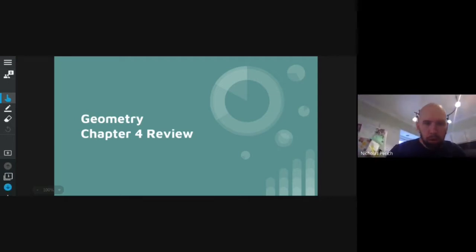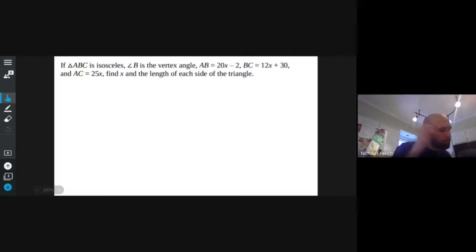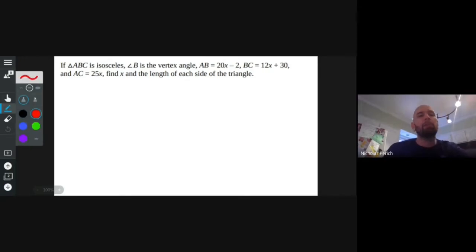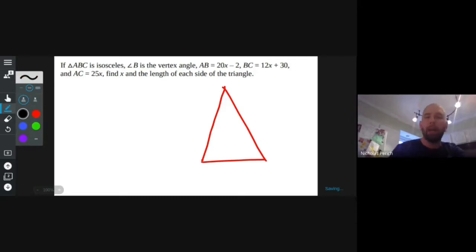Geometry chapter 4 review. ABC is an isosceles triangle, where B is the vertex angle. Just for funsies, let's remind ourselves of what an isosceles triangle is and the names of some of this stuff. This is a review after all, which means the vocabulary that I probably told you once and only once is probably forgotten, and that's okay.